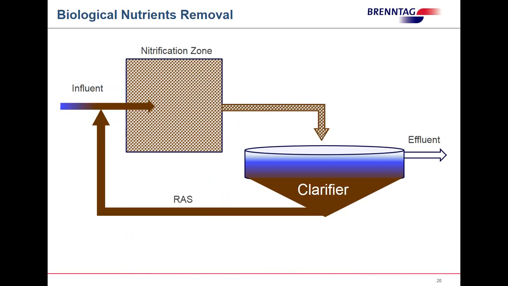So here's a simple drawing of a plant. The BOD and ammonia are reduced to nitrate in the nitrification zone. The activated sludge is then discharged to the clarifier for settling. Some of the settled sludge is returned as returned activated sludge back to the effluent, while some of it is wasted.